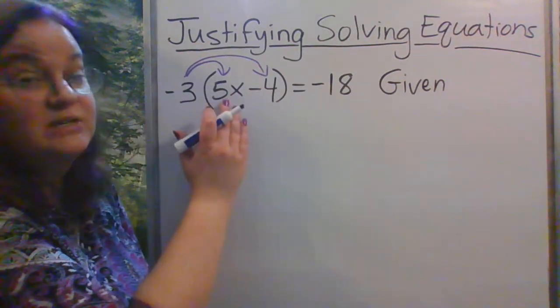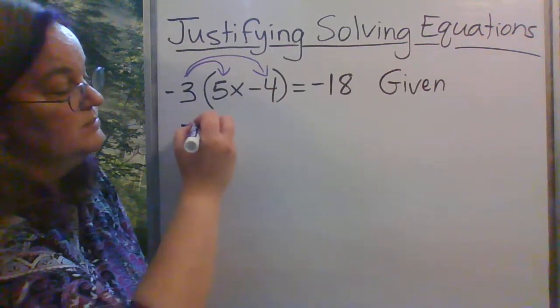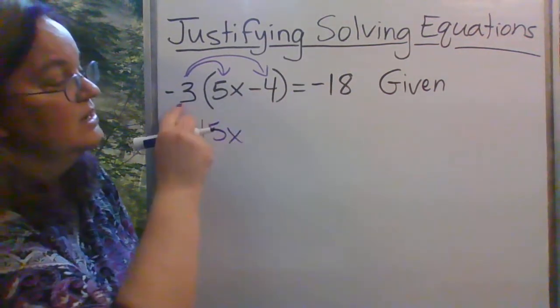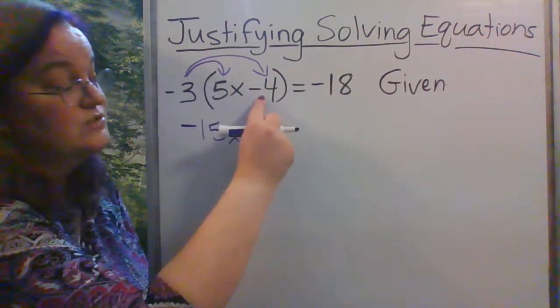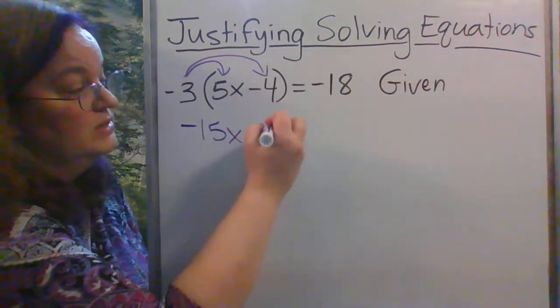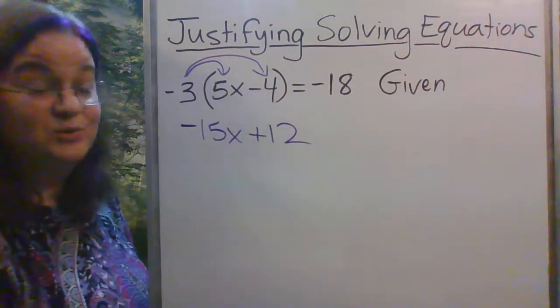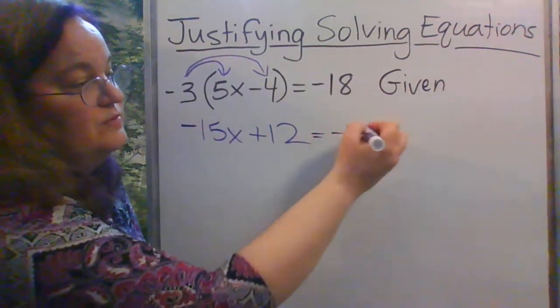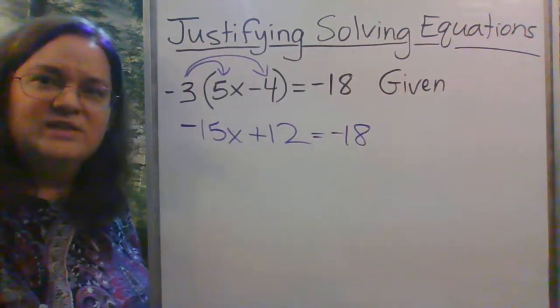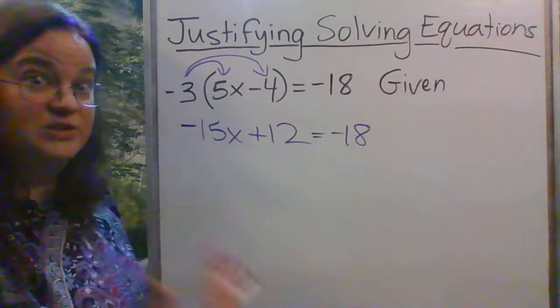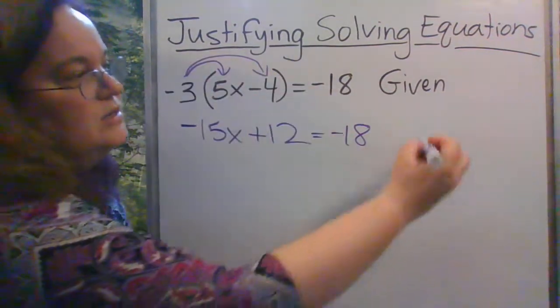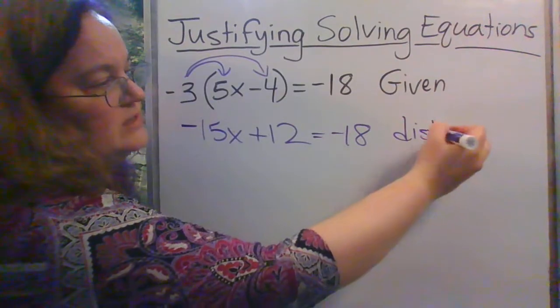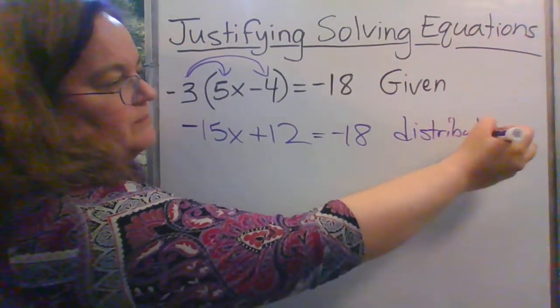So -3 times positive 5x is going to give me -15x. And -3 times a -4 is going to give me a plus 12, because 3 times 4 is 12, and again, it's a negative times a negative. And then I just bring over the 18. Again, what did we say? It looked like the distributive property. That's what allowed me to do it. I distributed, so my justification would be the distributive property.